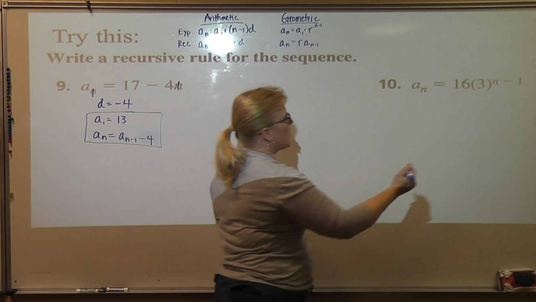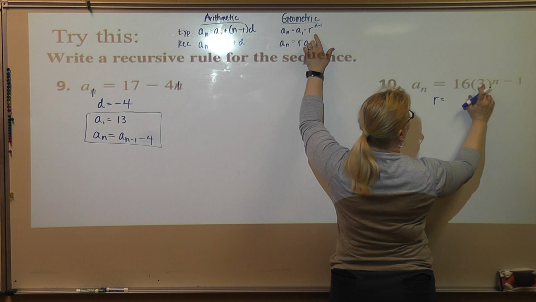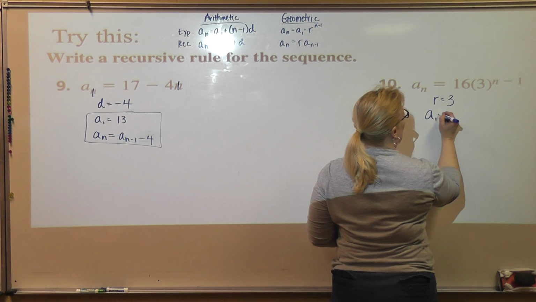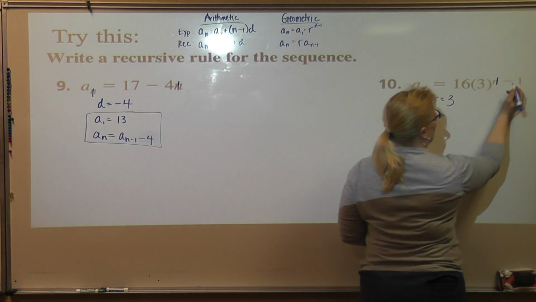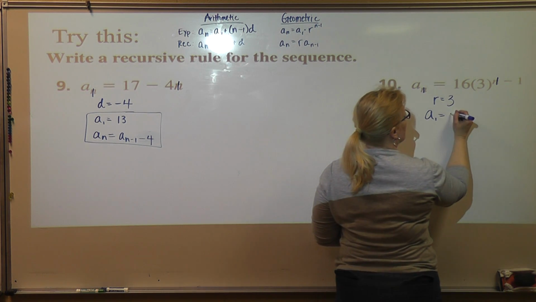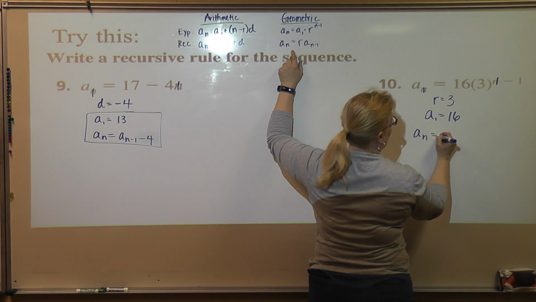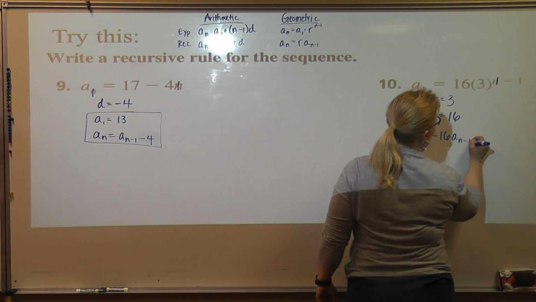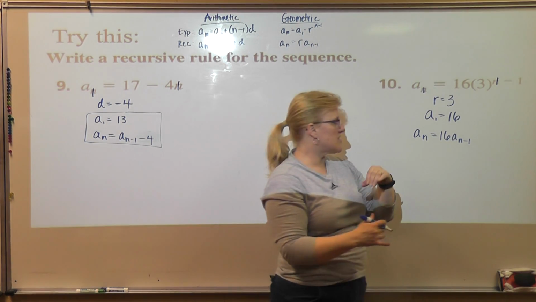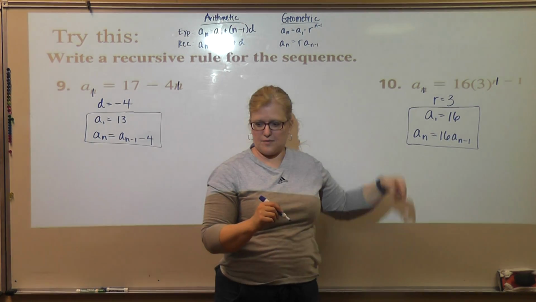Okay, over here we have our rate is, this is the form it's written in, so our rate is 3. We need a sub 1 again. A sub 1, if I plug this in, again I have 1 minus 1 is 0. 3 to the 0 power is 1. So a sub 1 is 16. So now I'm going to write it like this. A sub n equals 16 times a sub n minus 1. So each term, I'm taking the answer before, multiplying it by 16. So here is the complete answer to number 10.